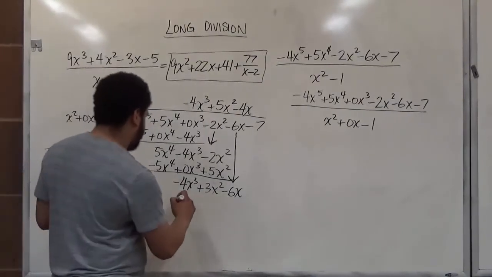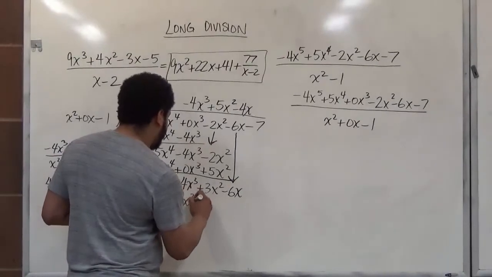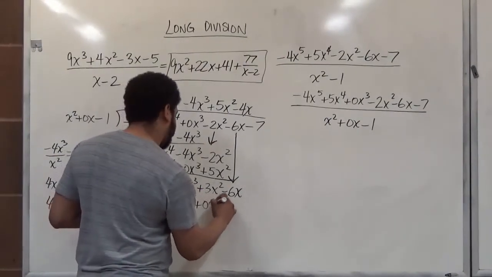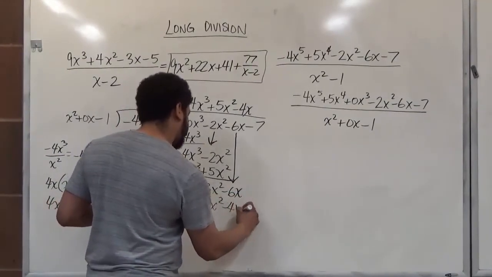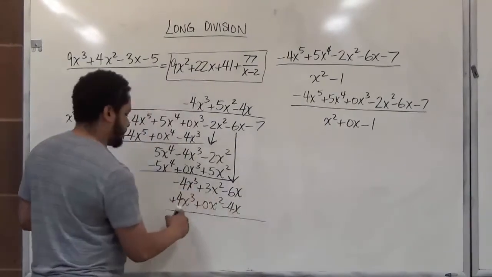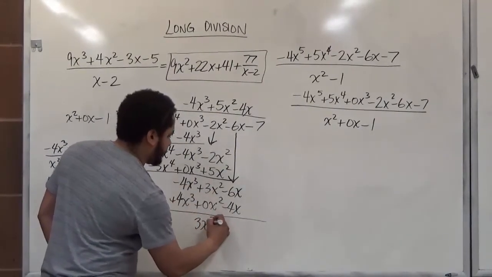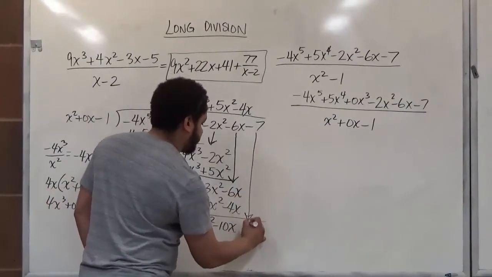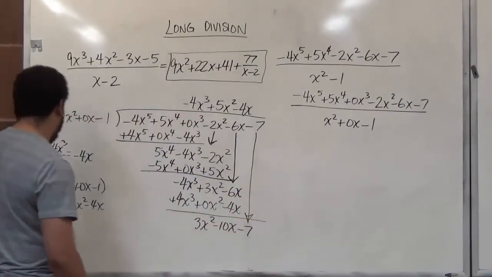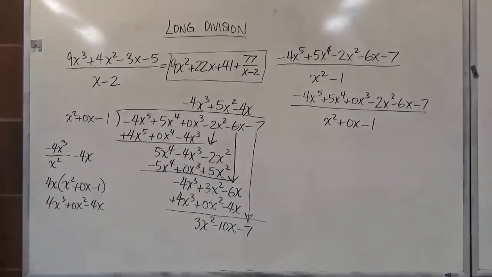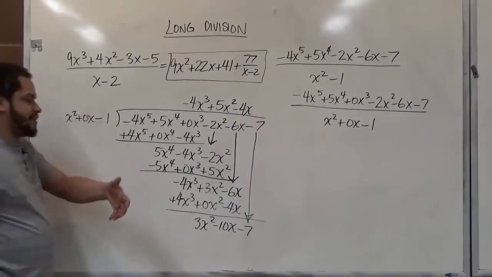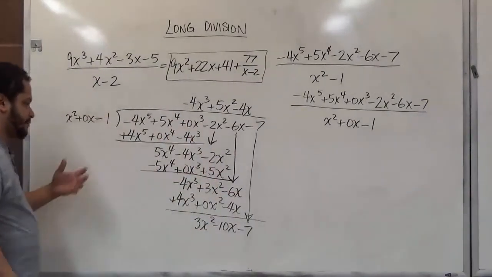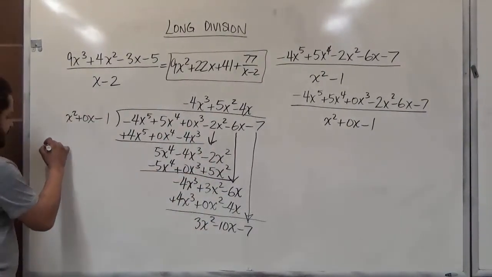Let's stack them up here. Negative 4x cubed plus 0x squared minus 4x. These are going to cancel. We have 3x squared then minus 10x. We're going to bring down the negative 7 now. So now we're going to repeat this process one more time. And this is a little bit tedious, but it's just a repetition of steps. It's the same exact mechanism of what you're doing, all right?